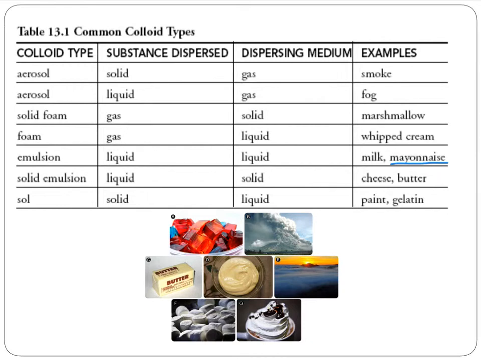And then a sol or a gel, that's the other word we use to describe this, is when you have a solid dispersed in a liquid, and a lot of our substances such as paint or jello gelatin are actually this kind of colloid. So colloids are probably something that you didn't realize that you were interacting with, but they are very common in our food and in our household products, in the things that we are seeing all around us.